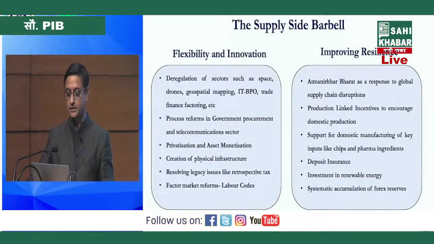There's also, of course, a part of this, the production-linked incentives to encourage domestic production, support for domestic manufacturing of key inputs like chips, pharma ingredients, but also things like deposit insurance, which is also a buffer to the system. For climate change, investment in renewable energy, but of course, this is a buffer also to high energy prices. Then, of course, the systematic accumulation of foreign exchange reserves. This is also a part of the resilience move.